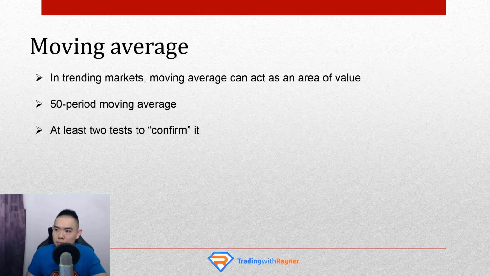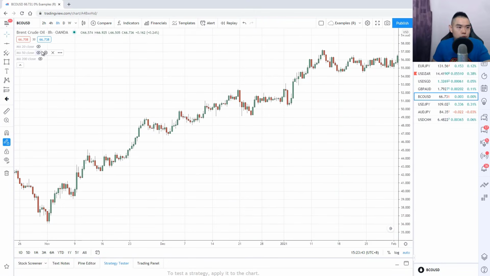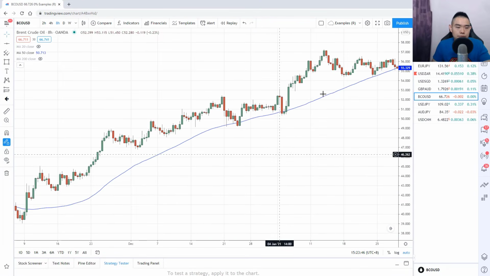So let me walk you through some charts so you know what I mean. You can see over here, this is Brent crude oil. Over here, we have 1 test. Price tests the moving average once. Then it breaks above this swing high, tested a 2nd time, breaks out above this swing high, and then tested here a 3rd time. So we have 3 tests over here.